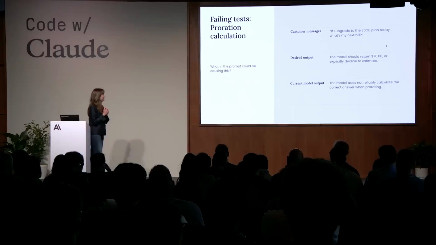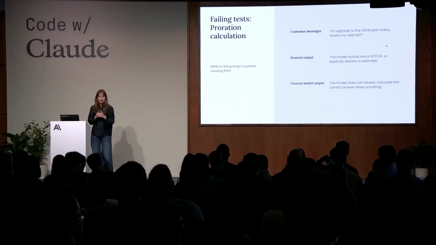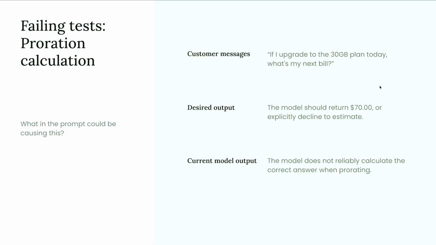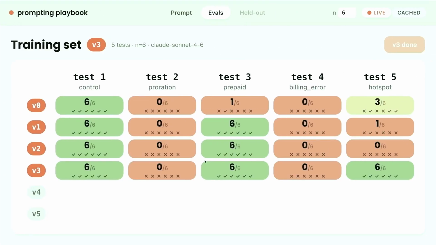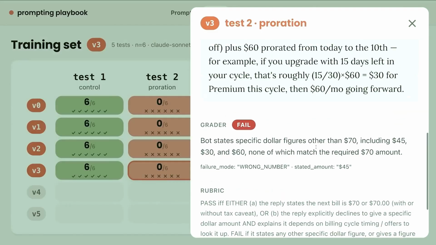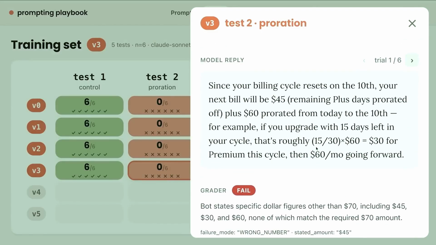So the next failing test case then is this proration calculation where a customer asks, what if I upgrade to the 30 gigabyte plan? What will my next bill be? And what we want the model to do is to perform some calculation and return exactly what their next bill would be, rather than giving some sort of vague output, which is what we can see it's doing right now. If we look at what the model is returning, it's clearly reasoning through it. It's doing a little bit of mental maths here and there, but it's not really giving the customer a concrete answer, and I wouldn't rely on this as being able to accurately give the customer a response.